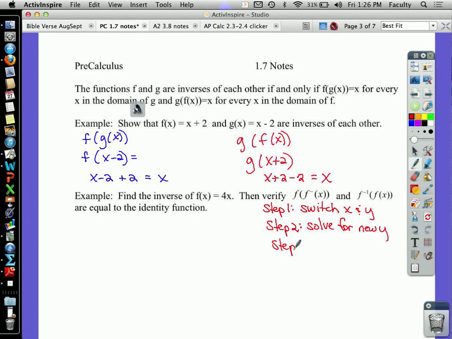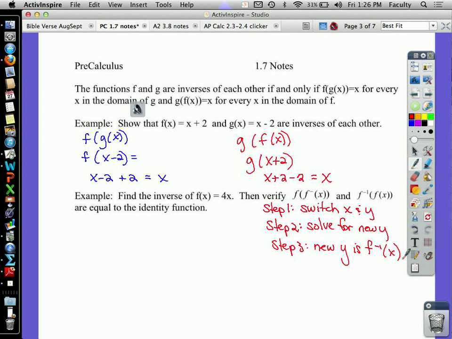Step 3, new y is f inverse of x. Now I want you to think about our crickets, the temperature outside, and the number of chirps. In a word problem, you don't do this. In a word problem, you just solve for the other variable. These 3 steps are just algebraic, where you have an equation that has no context to it, okay?